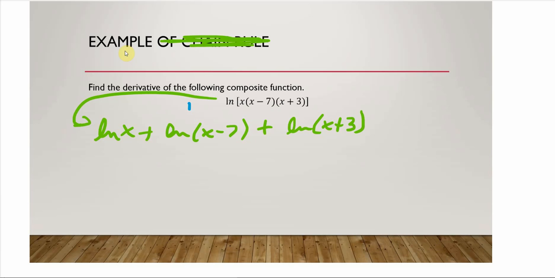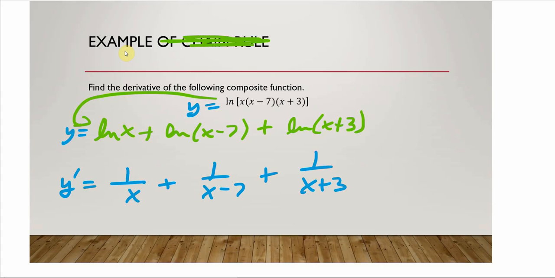All right, so if this is y, this is still y, so now I'm about to do the derivative. So what's the derivative of this? The derivative of this is going to be 1 over x plus 1 over x minus 7 plus 1 over x plus 3. And that's it. And I'm done. You see?